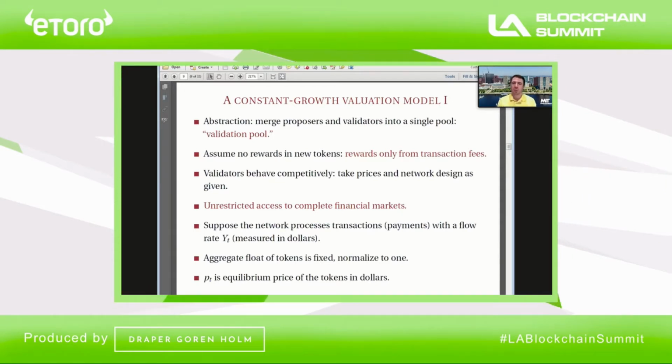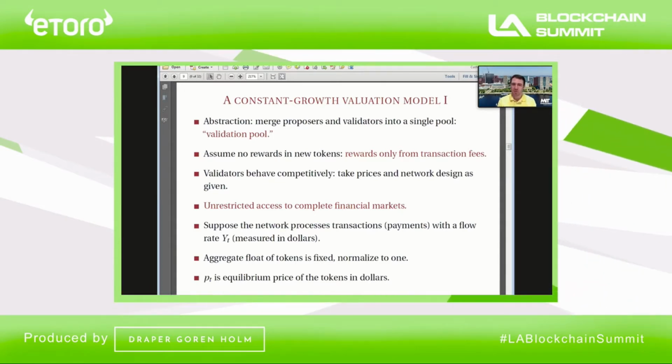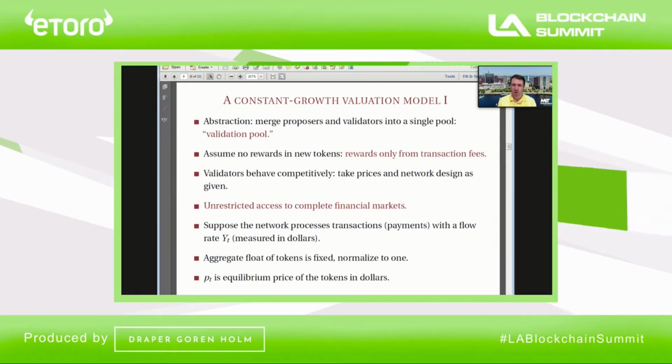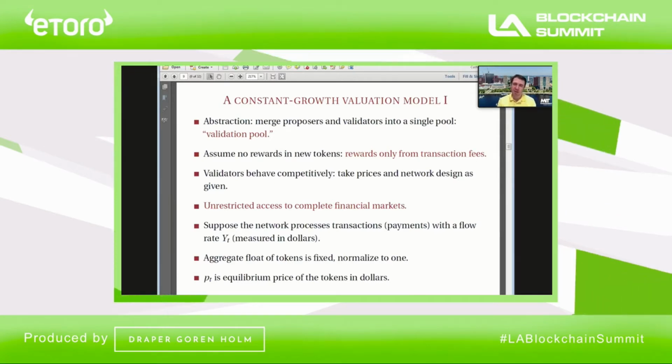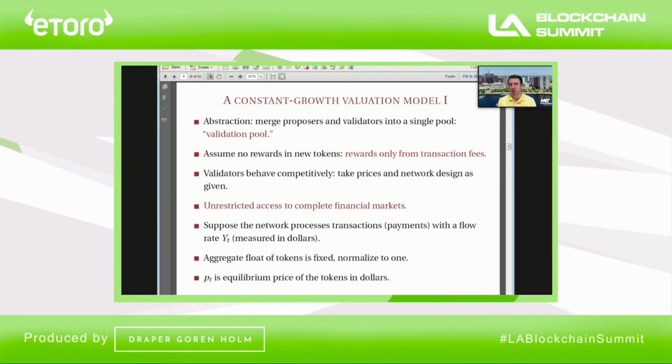We're going to abstract from the distinction between proposers and validators. In principle, you could model them as two different classes of participants or market participants here. We're going to merge them into a single pool. We'll call it the validation pool. What's important about this validation pool is that it collects rewards.